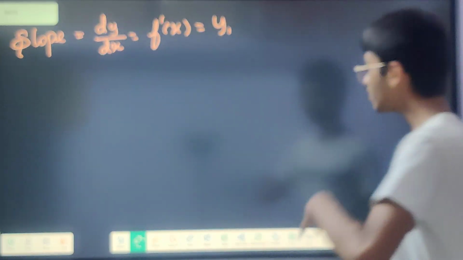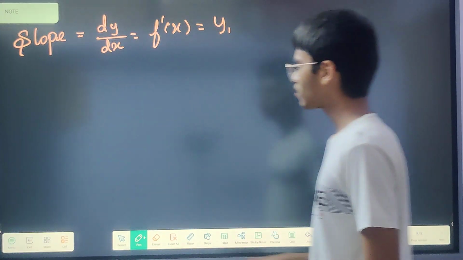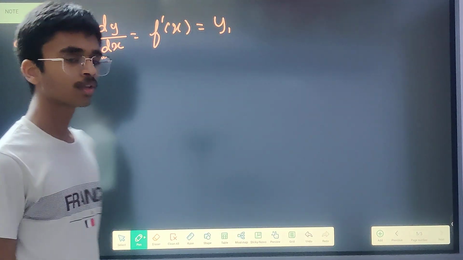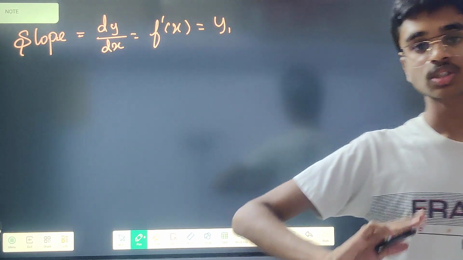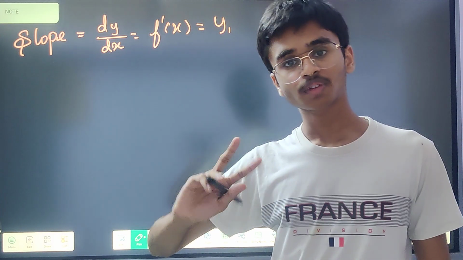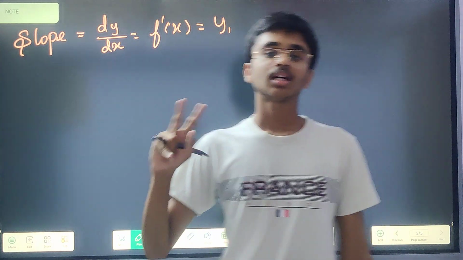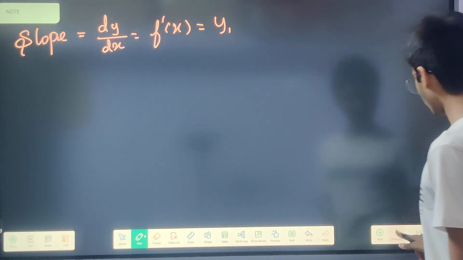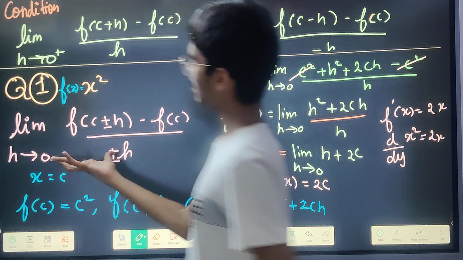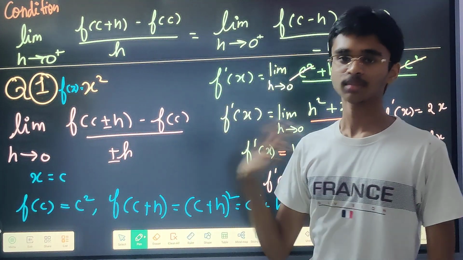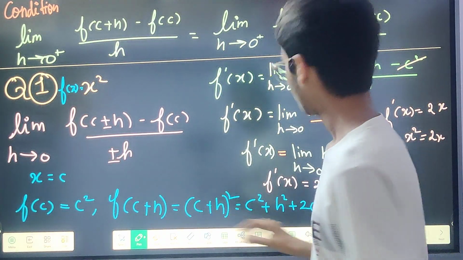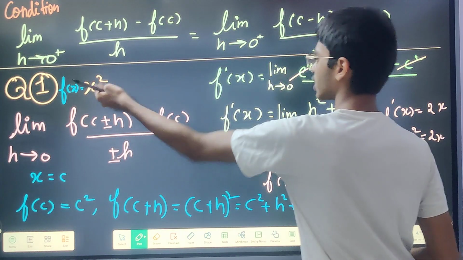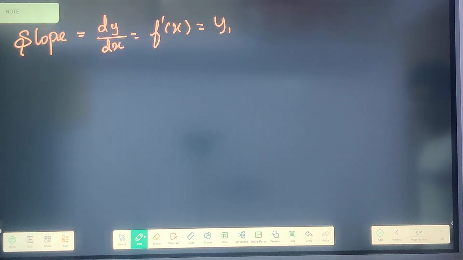We have lots of formulas, right? For example, differentiation of sine is cos, differentiation of cos is minus sine, differentiation of sec is sec tan, and differentiation of tan is sec square. All of those formulas have been derived from this formula only. Every derivation, for example, just now I proved that differentiation of x square is equal to 2x.